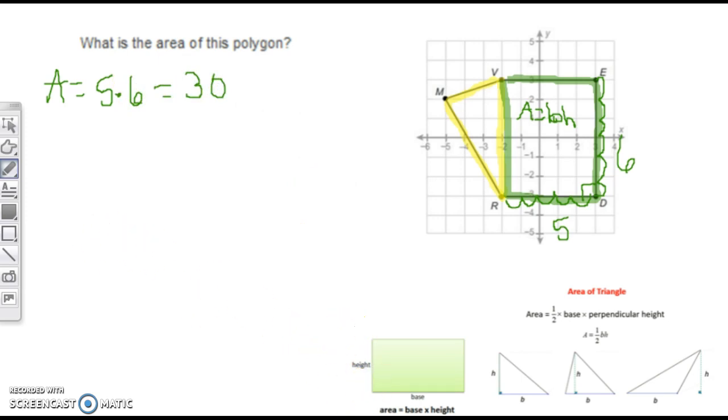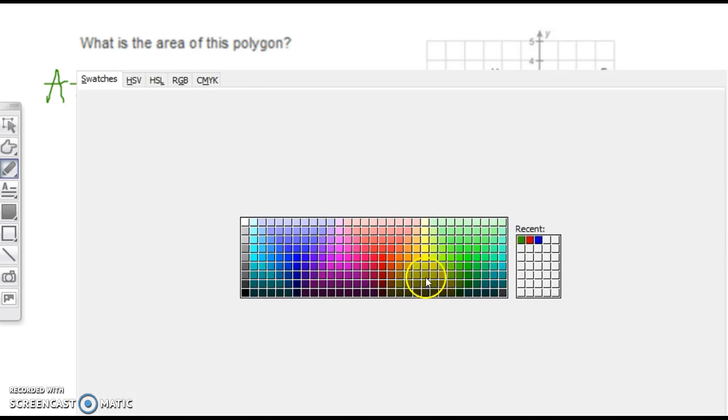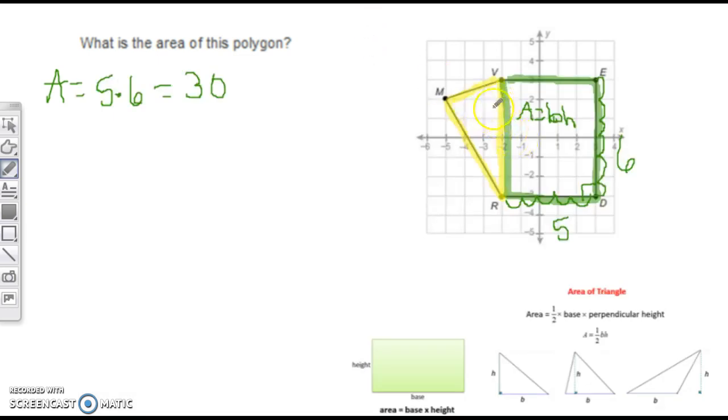Now I need to go and do the triangle. And I should have picked a color other than yellow, because that might be hard to see. So the area of a triangle is 1/2 base times height. So it doesn't matter which side we let be the base, and I always like to pick the easiest side possible. So the only side that actually follows the grid is this side. So I'm going to let that be my base. So I'm going to say that my base is 6.